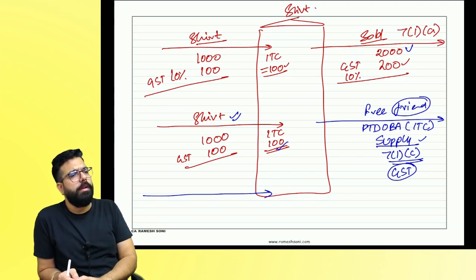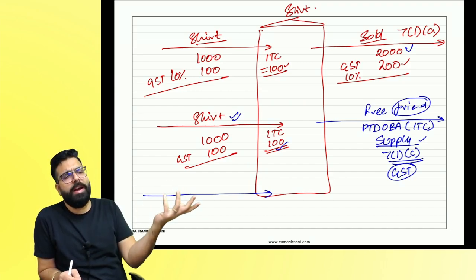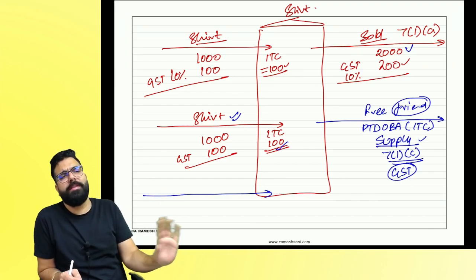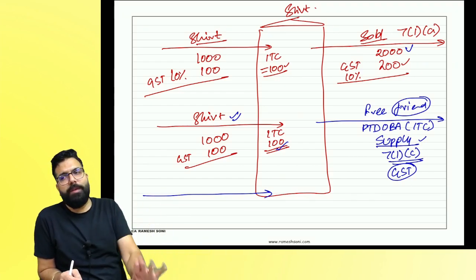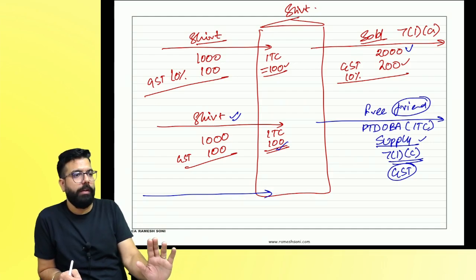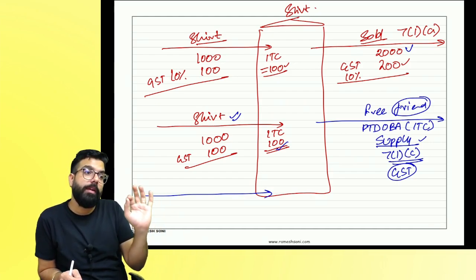Doesn't matter. Government is telling you, I am your partner in crime. You buy and you sell for a higher price, or you buy and you sell for a lower price. Doesn't matter. Even if you are selling for a lower price, it's okay.